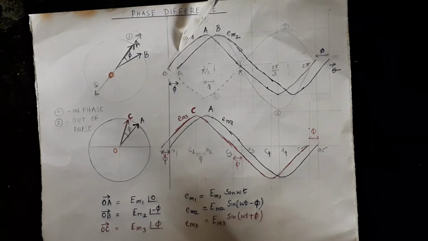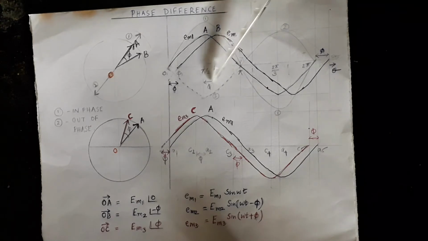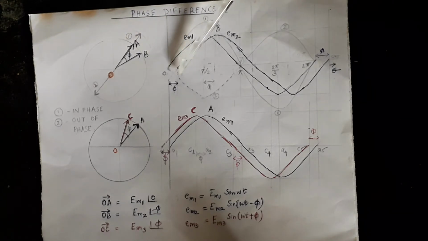Since we have taken this as the reference quantity, we will always make reference quantities start at 0 at t equal to 0. So OB lags behind OA by an angle of phi radians. See the maximum value: at pi by 2, e1 reaches its maximum value, whereas e2 reaches its maximum value after phi radians, that is, at pi by 2 plus phi. This is what is called the phase difference between the two quantities, and here OB is lagging behind OA by an angle of phi.